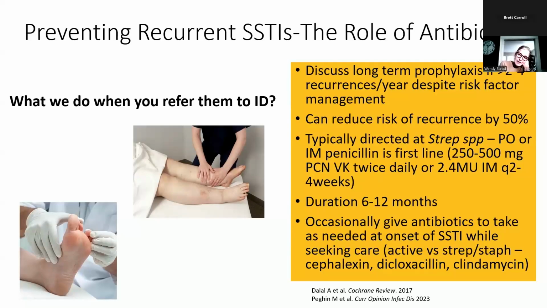On occasion, we'll give patients antibiotics to take with them as needed at onset of infection. These are generally patients who either are on prophylaxis and are still having recurrences, or have had a really serious sudden onset recurrence that's been so bad it got them to the hospital. And maybe they're going to travel somewhere and they want something to take with them, or they live far away from the hospital and they want something to have. We'll give them something that covers strep and staph and tell them to take it at onset of the symptom, but then to seek evaluation.